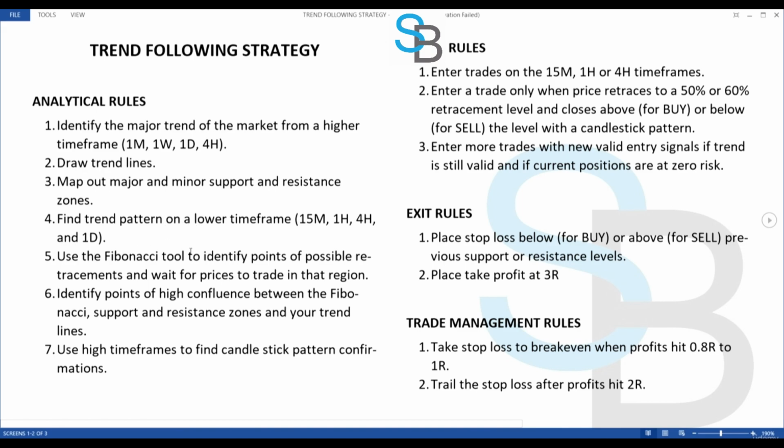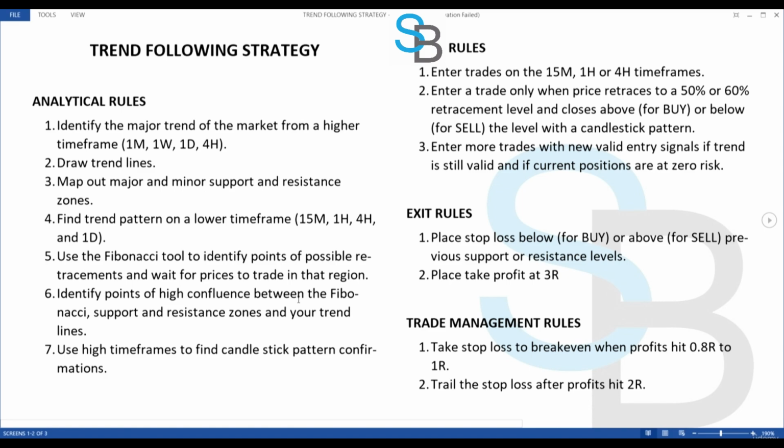Then you have to use the Fibonacci tool to identify points of possible retracements and wait for prices to trade in that region. With this type of strategy, you don't just enter anyhow. You have to wait for the right entry signals, which will play out when you wait. So you don't enter the market randomly. And then you have to identify points of high confluence between the Fibonacci tool, the support and resistance zones, and also your trend lines. You have to draw your trend lines.